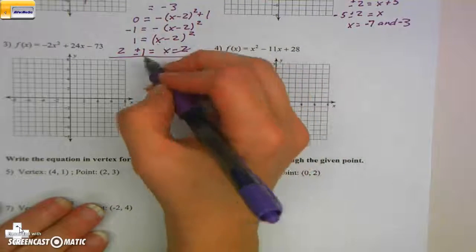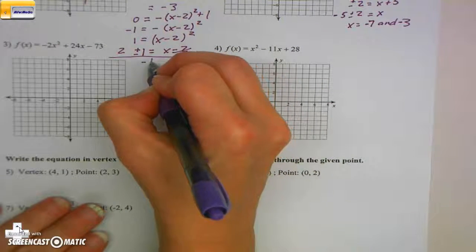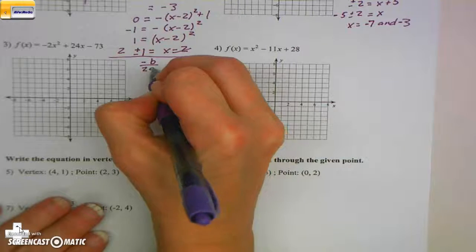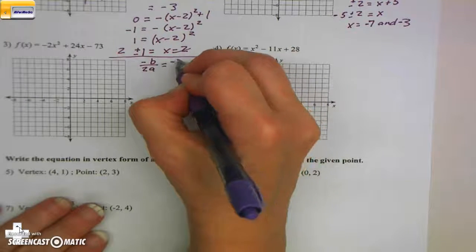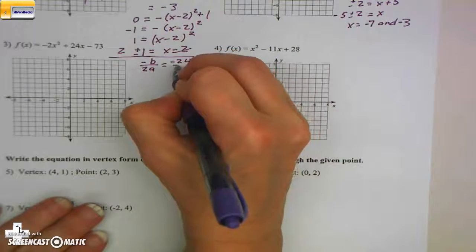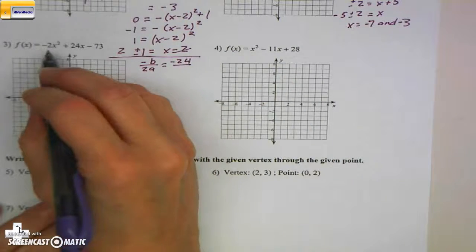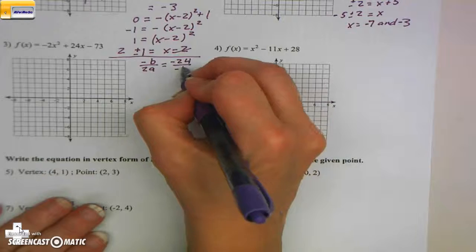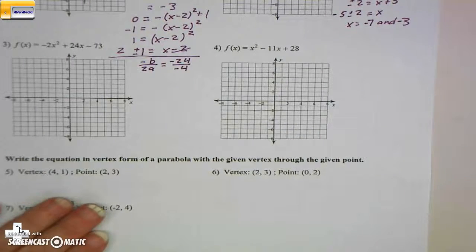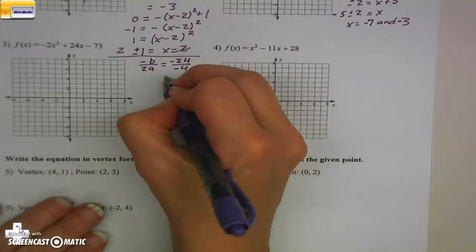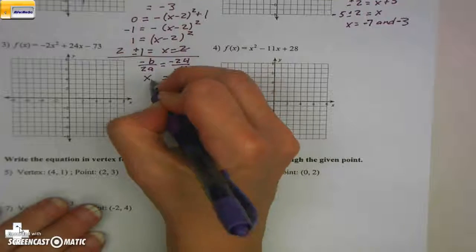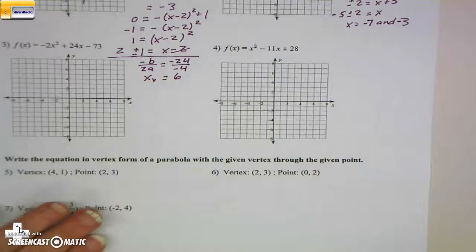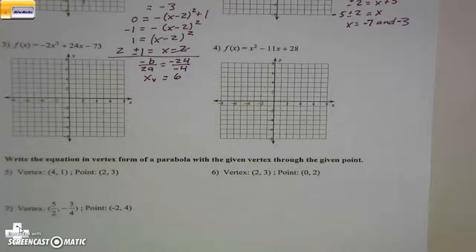Okay, using our quadratic formula definition, negative b over 2a, I would get, in this case, negative 24 over 2 times negative 2, which would be negative 4. So that would be a positive 6. So the x value for the vertex, I'm going to put a little v subscript on the x, to mean the x value of the vertex is 6.